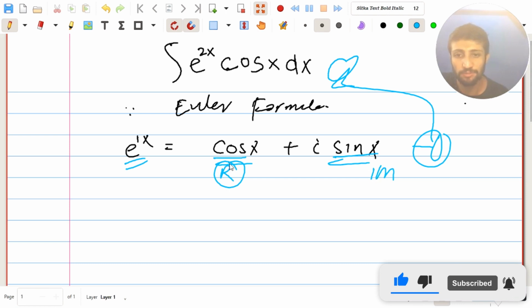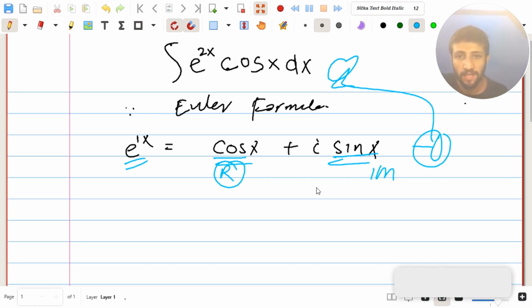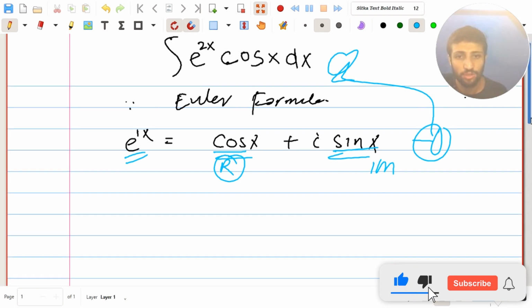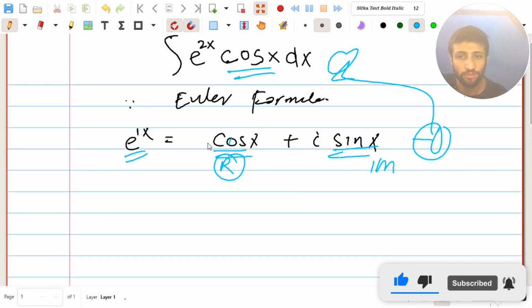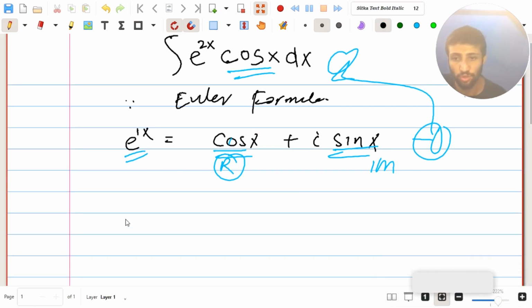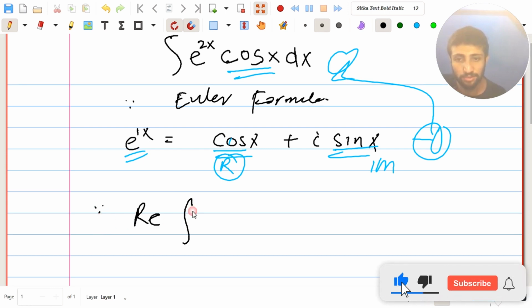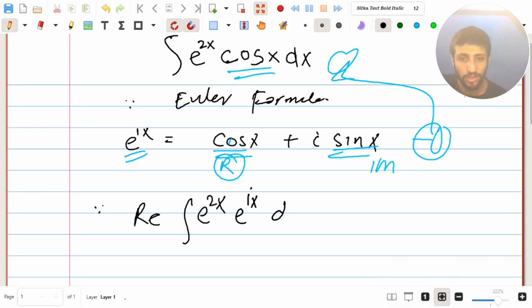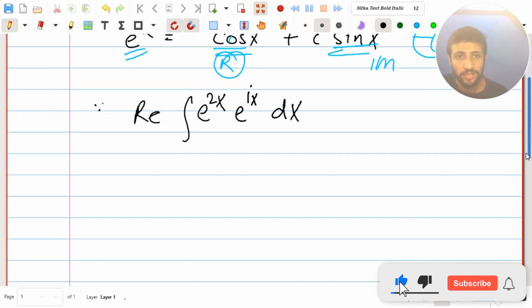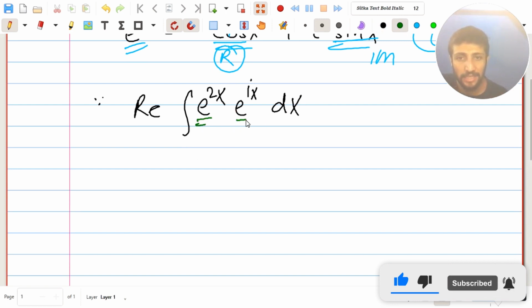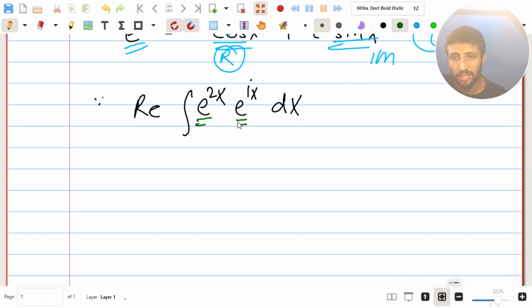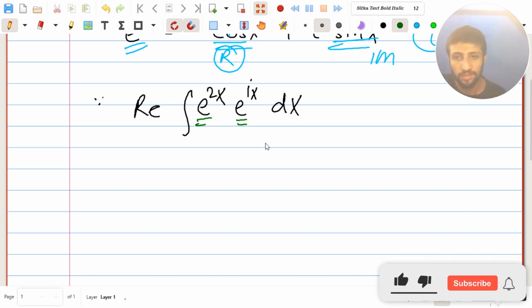So what if I substitute the value of cos of x in this integral and solve it out? As cos of x is the real part of e to the power iota x, it becomes real part of the integral of e to the power 2x into e to the power iota x dx. Now as we know, if the bases are the same, as you can see both bases are the same, then we need to add the powers. So when I add the powers, this becomes e to the power (2 plus iota) x dx.